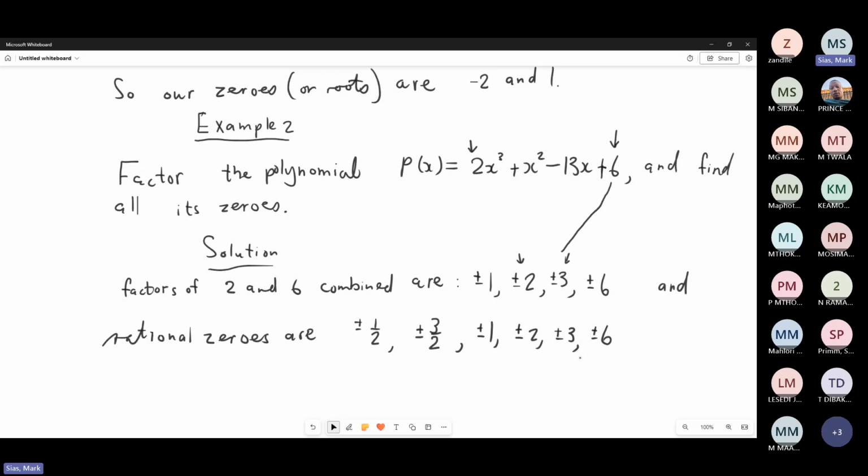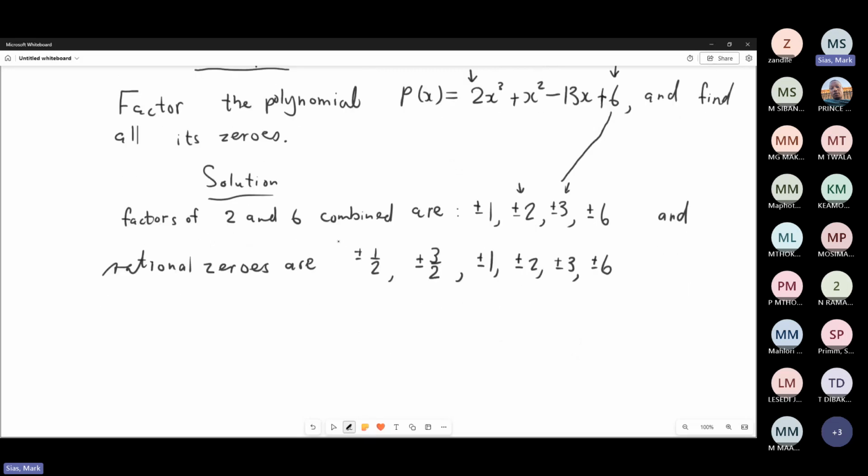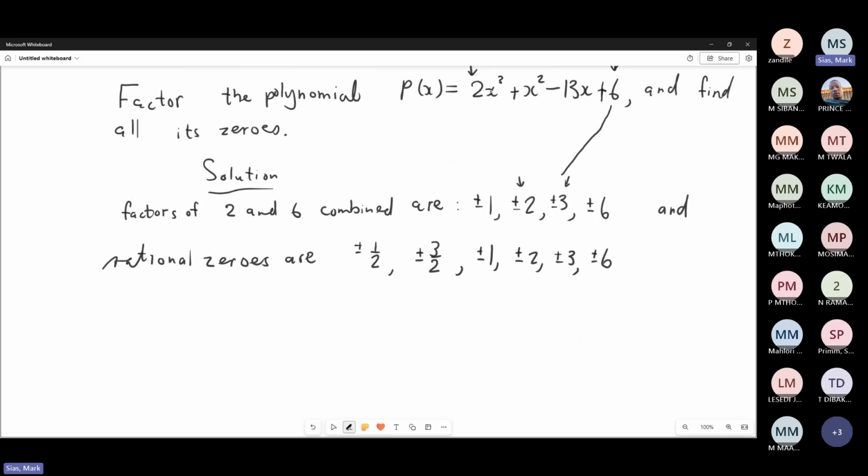All right, for example, let's check if 1 is a 0, okay? Well, for me to check whether 1 is a 0, I can just put 1 in there, or I can just divide and see what happens. I can just divide x minus 1 into P of X by the factor theorem, okay? If the remainder is 0, then I know 1 is a 0, okay? So if you actually test P of 1, let's see what we'll have.